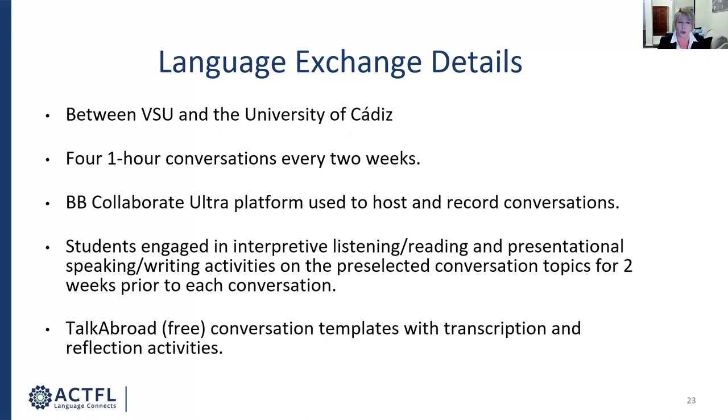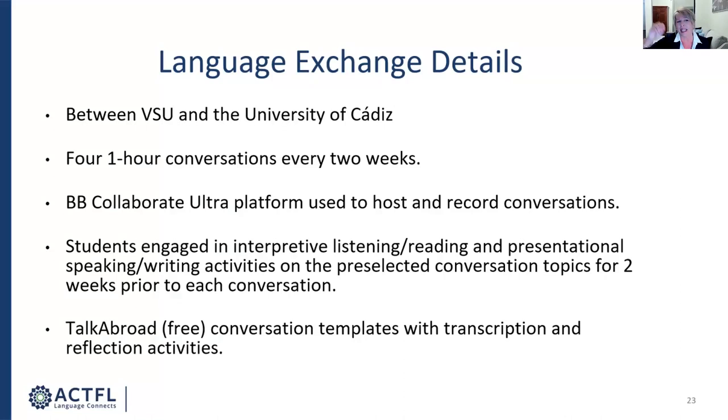So again, I told you this was between my university and the host institution where I normally travel in the summer, located in southern Spain. This was an intensive 8-week college level summer course. Most of the students were in their third or fourth semester of college level Spanish, so they were around intermediate high. Some even had reached advanced low by that stage. I used the technology that was available to me, which was Blackboard Collaborate Ultra. I sent guest links to their partners. I used my connections to the University of Cádiz. My colleagues helped me set up the partners.